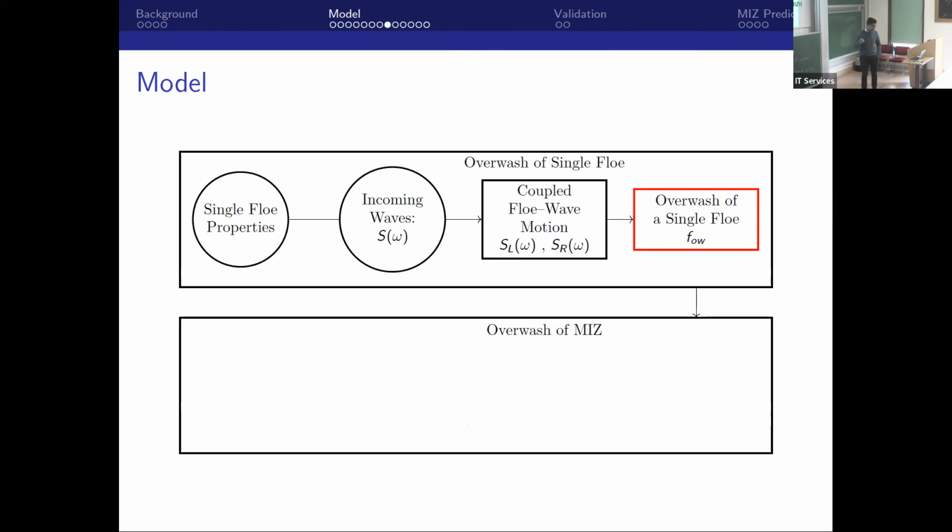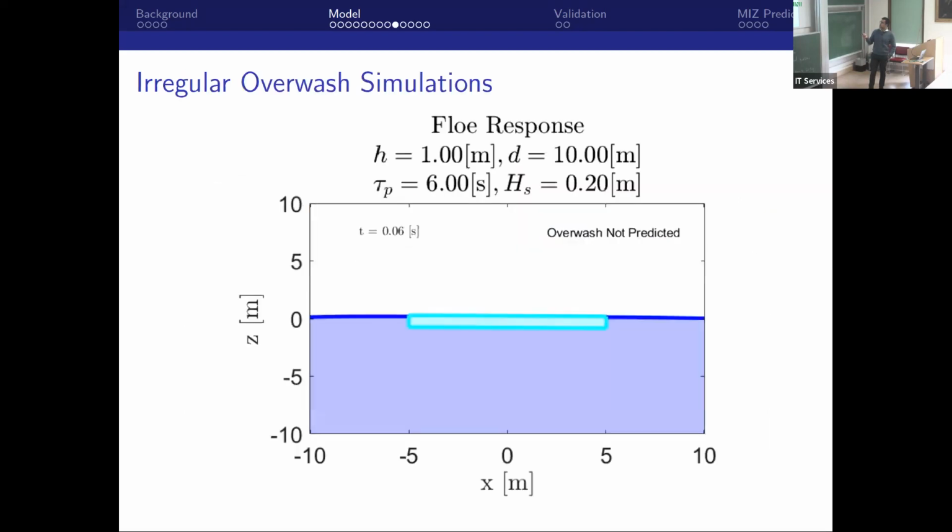Okay, so that's kind of an ensemble description. I also wanted to show a realization comparison. So I actually didn't put the frequency of overwashing in this event, but using this frequency of overwashing, I have calculated the frequency of overwashing for the spectra that's incoming, which is given by this peak period of 6 and a significant wave height of 0.2. And it says that overwash isn't predicted according to this tolerance. And so now we can look at a video of what that actually looks like.